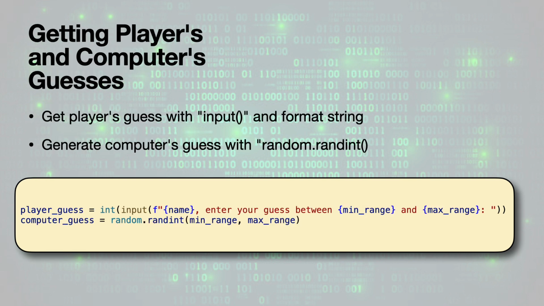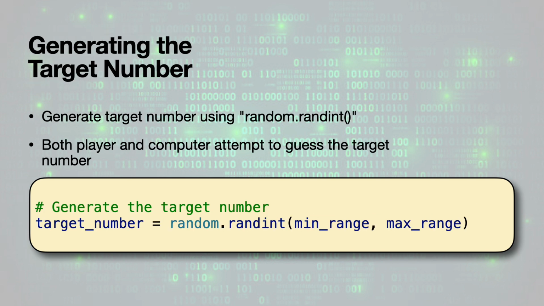We then prompt the player to enter their guess, and we also generate the computer's guess by using the random integer function again. So random.randint will produce a random number in the range that's in the brackets, and it'll be an integer, so it'll be a whole number. We generate the target number once again by using the random.randint function, which will pick a random number between the minimum and the maximum range. Both the player and the computer will attempt to guess this target number to win the game.